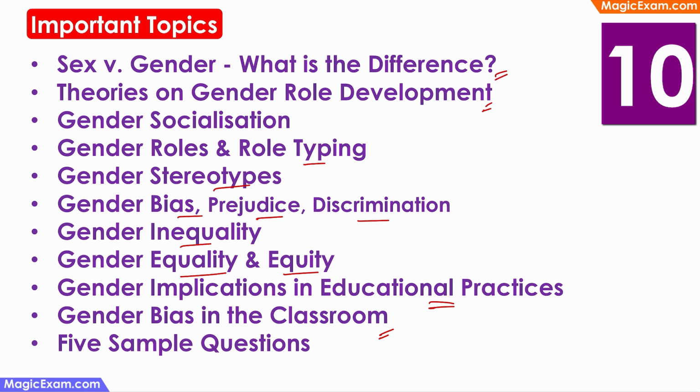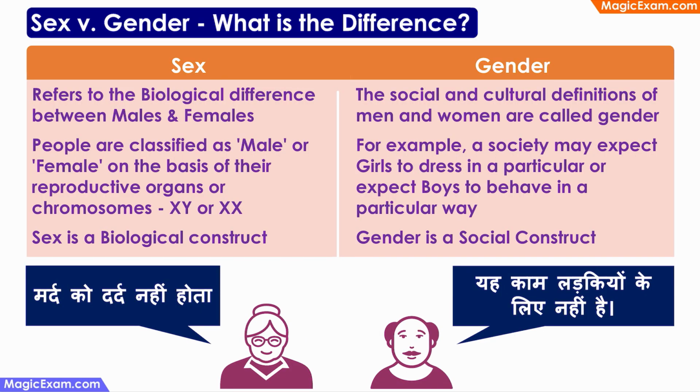So let's get started. Let us start off by understanding sex versus gender. What is the difference between these two terms? Sex refers to the biological construct of a person. That is, when a child is born, the child is either born with XY chromosomes or XX chromosomes. If the child is born with XY, then the child will be called a male. And if the child is born with XX chromosomes, then the child will be called a female. So, sex is a biological construct.